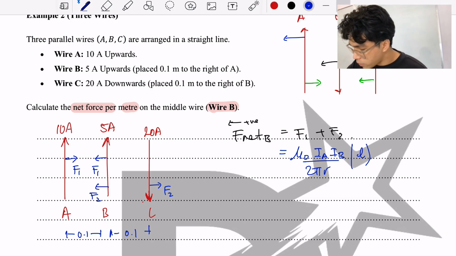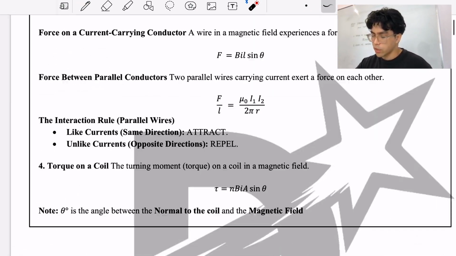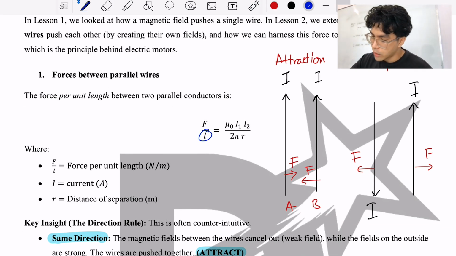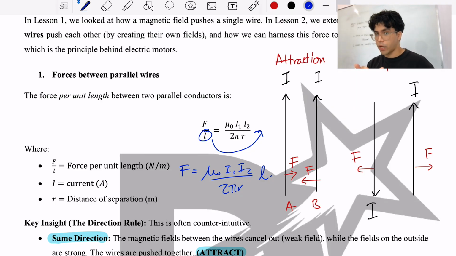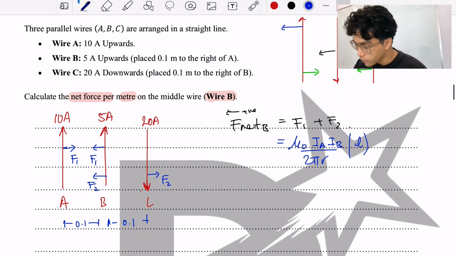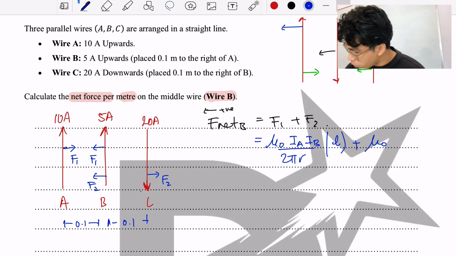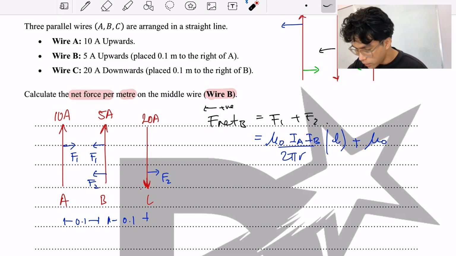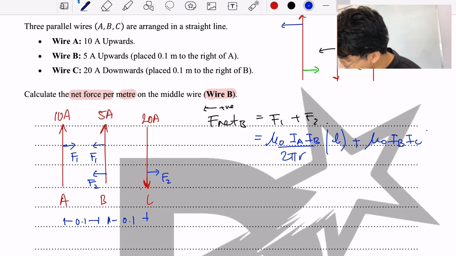Also, don't forget times L. Why are we multiplying by L? Because I'm just looking at the net force equation. So because I'm using the net force equation, I'm basically just taking this length L and moving it over to find the force. Okay, so that's why, in case you're wondering why I'm putting the L there. So times L, plus, same thing, mu naught. Now this time it's between B and C, so that's going to be IB and IC. Again, times L all over 2 pi R.